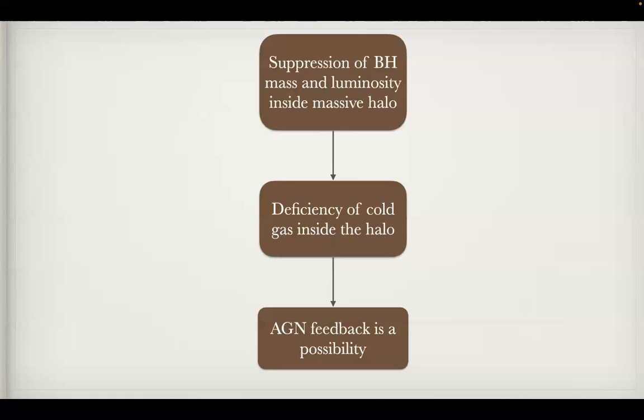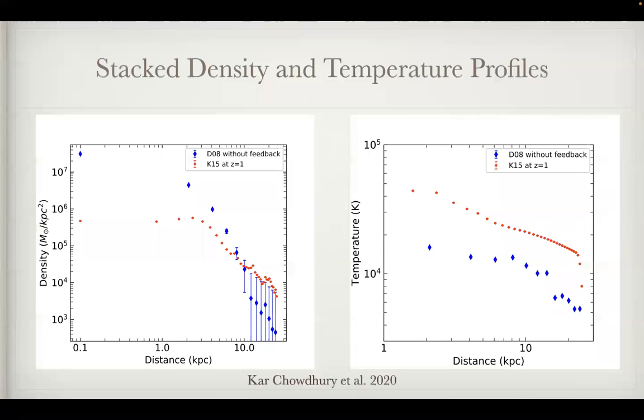And we try to understand this event in more detail by looking at the radial profile of the density and temperature of the gas in the vicinity of the entire black hole population in our simulation, both in the presence and absence of AGN feedback. So this is seen here.